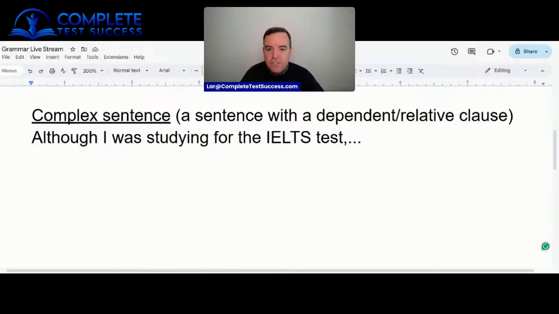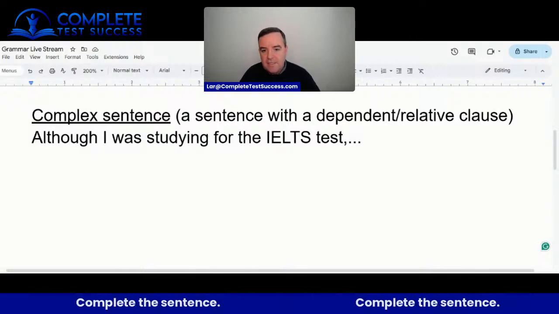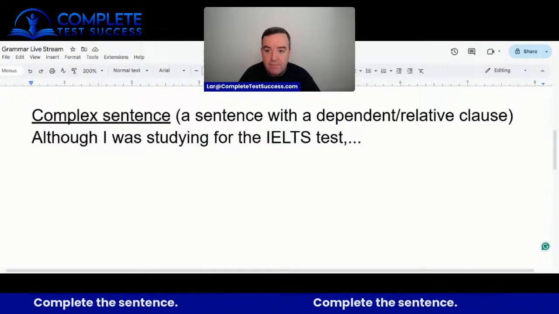Finish that sentence, share it with me in the comments. And then if you're making mistakes, I'll be able to tell you what mistakes you're making. Obviously, if you're making no mistakes, I'll be able to tell you that. So finish the sentence. Complete the sentence, share it with me in the comments, and then I'll have feedback for you.